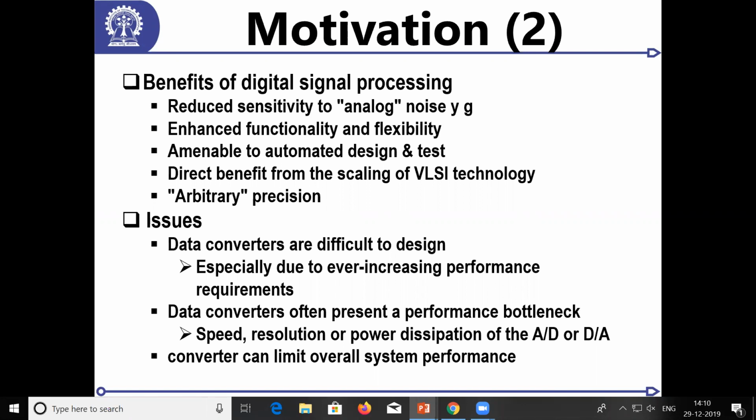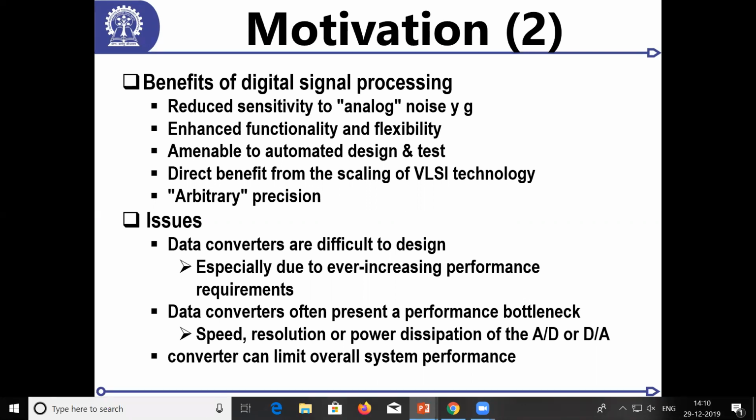We can also do a lot of high precision arithmetic in the digital domain. Right now you have 64-bit processors, and you can do arbitrary precision manipulation. With 64-bit processors, you can go for even higher bit precision math operations using some software techniques on top of the processor. However, data converters are difficult to design. So these are all the benefits of digital signal processing, but to get to the digital domain, we have to have data converters. Data converters are difficult to design due to ever-increasing performance requirements.